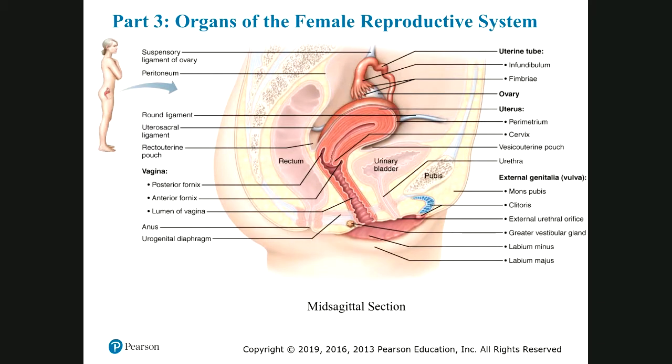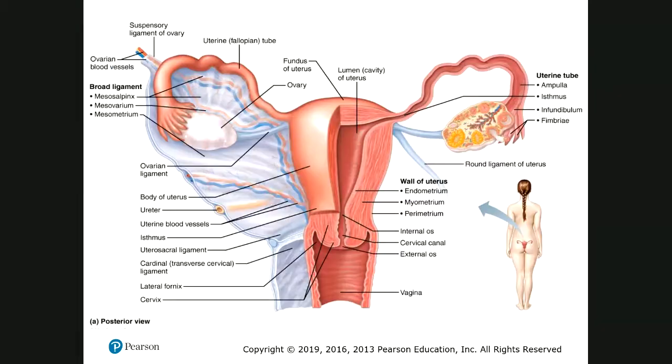The ovaries are paired structures. We have left and right ovaries. They are paired structures flanking the uterus. They are shaped like an almond. So let me show you this picture. They are exactly like an almond in shape.